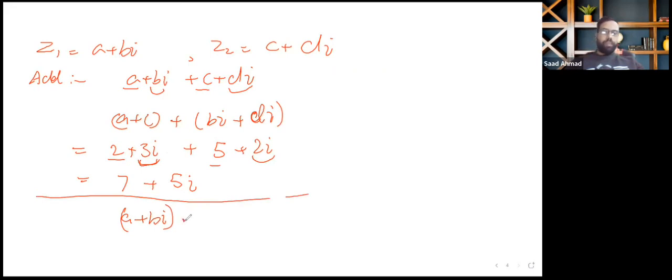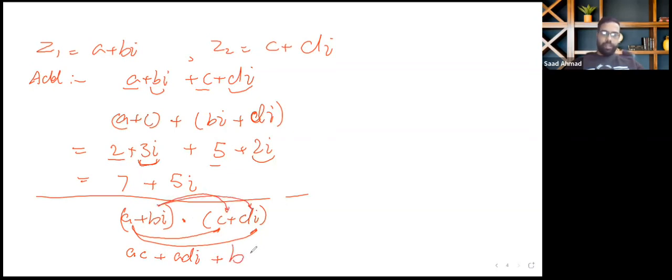We want to multiply that number with the second number, c plus di. All right, we are multiplying them. So we use the FOIL rule: a times c, a times d i, right? So a times c plus a d i. And then we do this and that, plus b c i and b times d i squared.